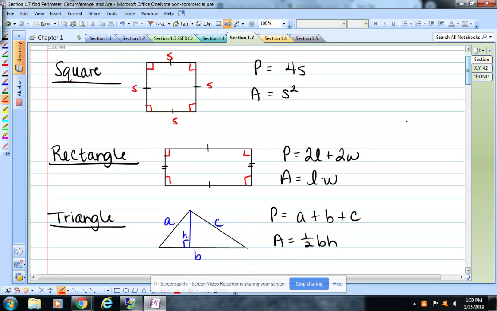Perimeter, you have 4 sides. You have 2 of them that are the same, that match 2 others that are the same. So they say that for perimeter, you can add all the sides, or you can say 2 times the length plus 2 times the width. Double the length and double the width and add those together for perimeter.